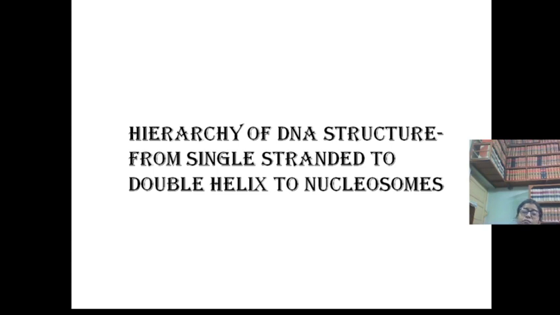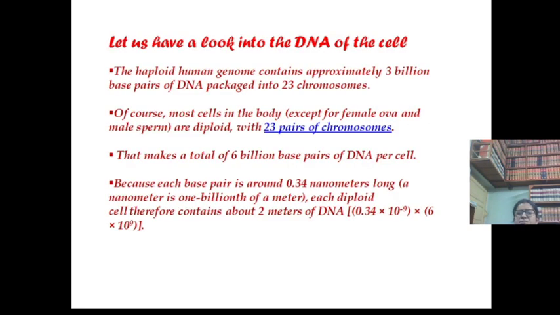So first of all, we will go into how much DNA a single organism has, into the DNA of the cell. The haploid human genome contains approximately 3 billion base pairs of DNA packaged into 23 chromosomes. You must be knowing that we have 23 chromosomes in the haploid genome. So you have 3 billion base pairs.